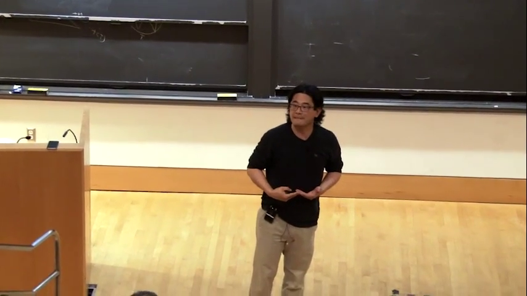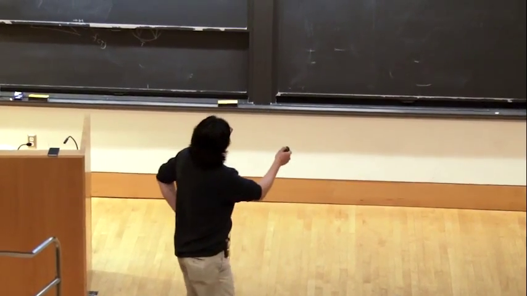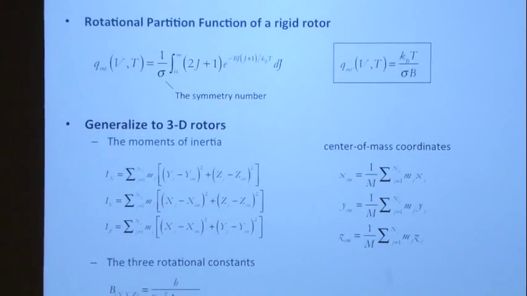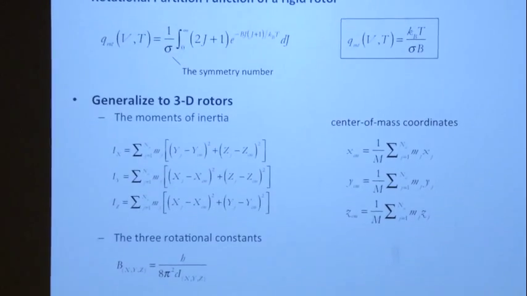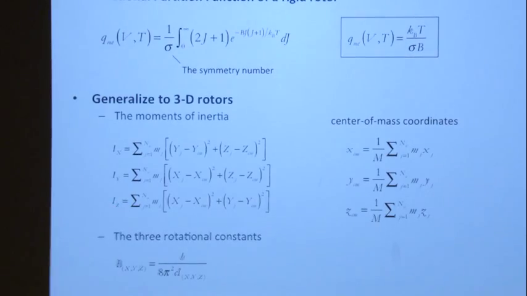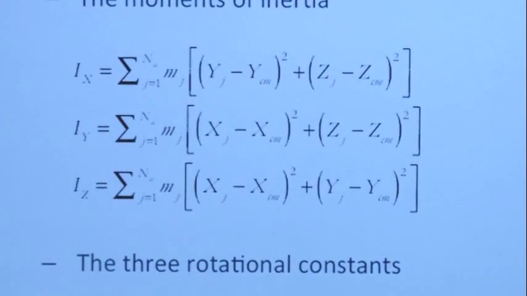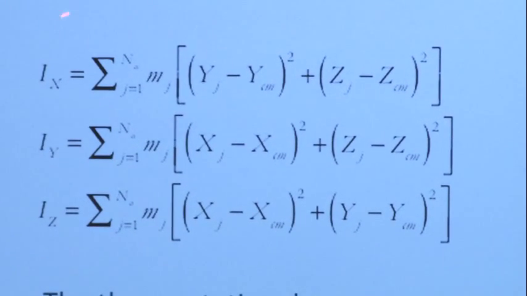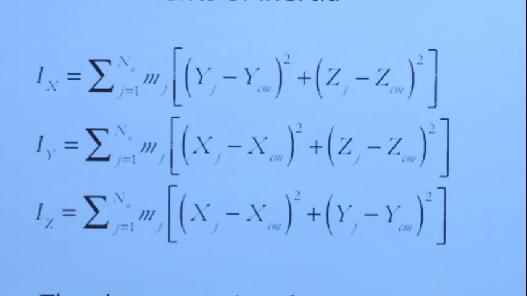Is that clear? All right. So that's where the sigma is, okay? And if I generalize to a three-dimensional rotor, three independent rotors, you can isolate them by calculating the moment of inertia Ix, Iy, Iz that is rotating about a particular axis by this expression. The key to obtain three decoupled rotors is to define properly the center of mass.